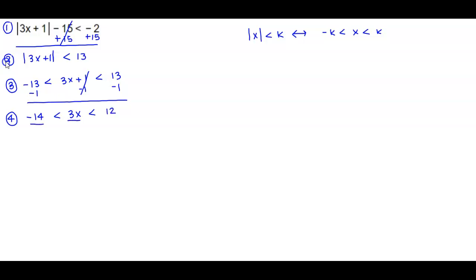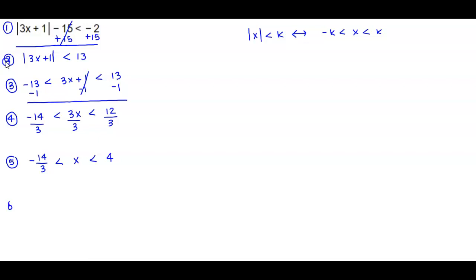Now we're going to divide all 3 terms by positive 3. So we get negative 14 thirds, which is less than 3 divided by 3, which gives you 1, and that's x, which is less than 12 divided by 3, which is 4.